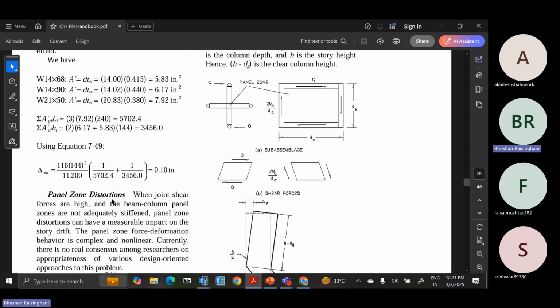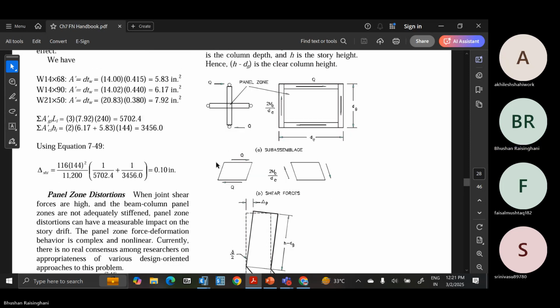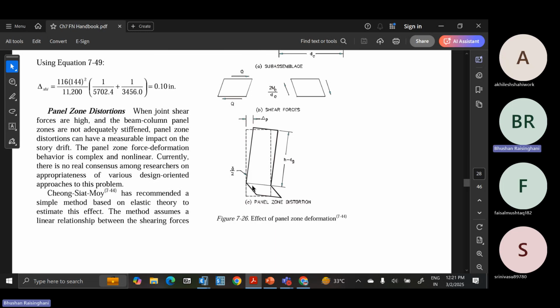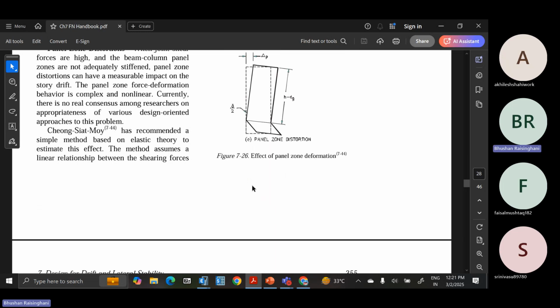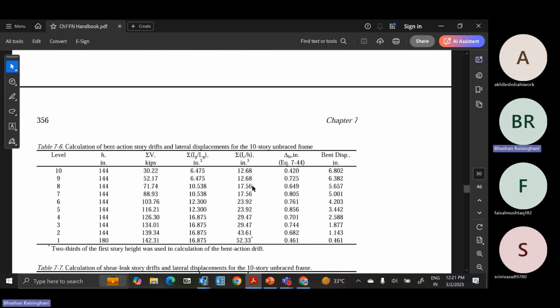Then another is the panel zone distortion, like for high-rise buildings. Panel zone is given. So between the floor, panel zone is there. So between the beams, a panel is created. And deformation of the panel will give you the deformation of the building that way. The panel zone deformation also is considered. So everything is manually calculated. You go one by one.